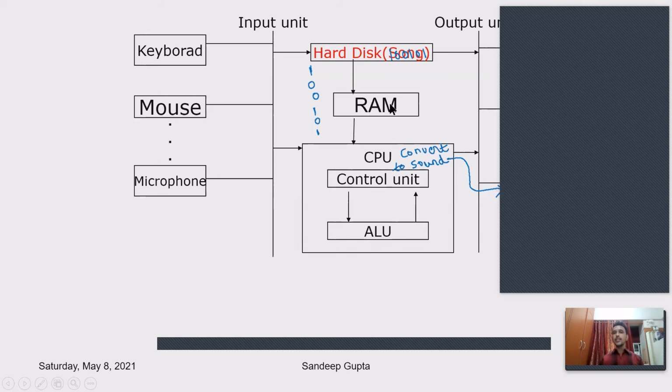So the bits, ones and zeros, are stored in RAM. And while the song is being played, it is transferred from RAM to CPU. The RAM is very fast, so that problem of breaking will not occur now.